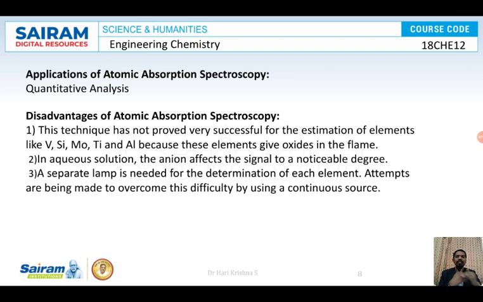Because of this, you will not get the exact concentration or accurate results. Other than this, in an aqueous solution we have the anion effect, so you will not get a proper signal. A separate lamp has to be used for each and every element, which is also a greater disadvantage. These are the major drawbacks, and the method is not successful for them. So instead of this, we are going to use the flame photometric or colorimetric method to estimate the given samples.